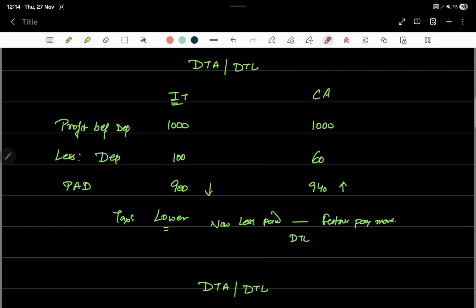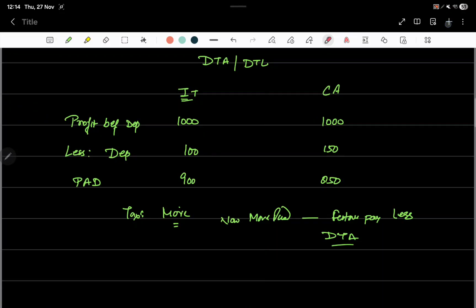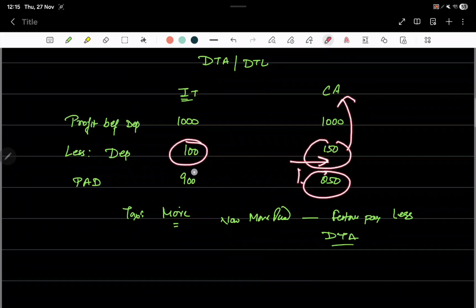Okay, let us take one more example. I've taken the same profits for both the provisions. This is the same company. So now in this case, depreciation is 100 for income tax and 150 for the Companies Act. Now depreciation is being charged more in the Companies Act, so profit will get reduced. But income tax says that no, we are not allowing 150, we are allowing only 100. So profit will get increased.